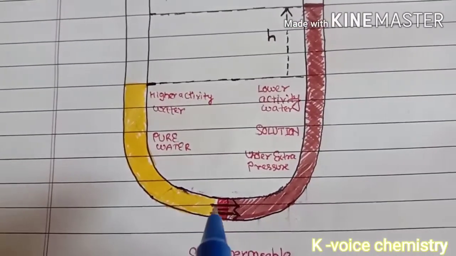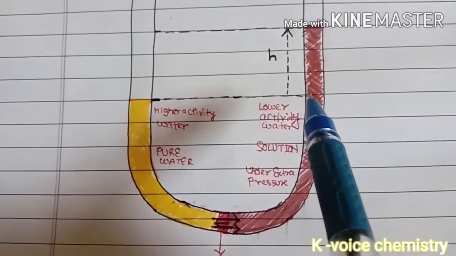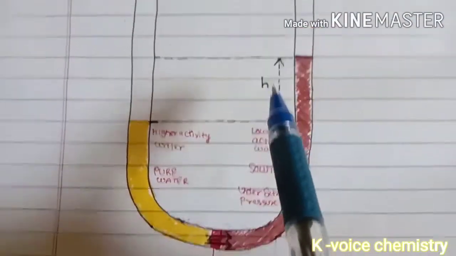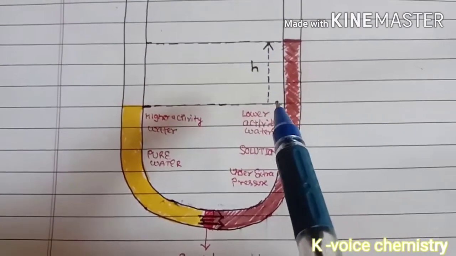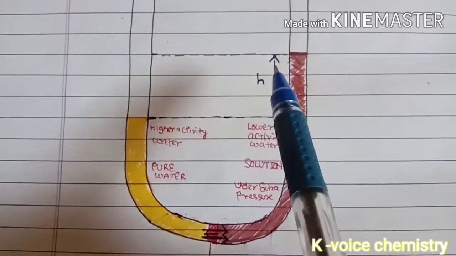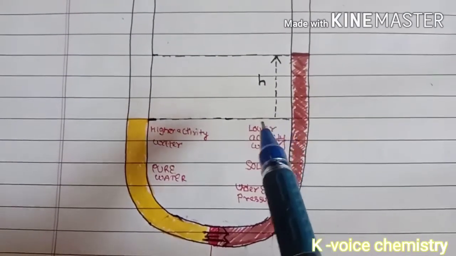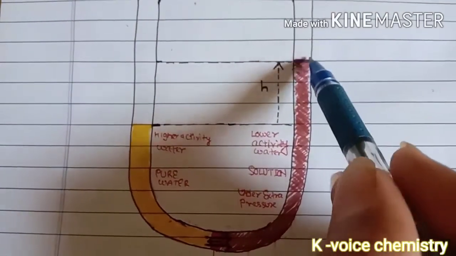move towards this solution, then the level of the solution rises. See, this H is the rise in the level of the solution, as we can see. I hope you can understand. So this H is the rise in the level of the solution. Now what will happen to maintain the equilibrium? There will be a pressure exerted on this solution side.